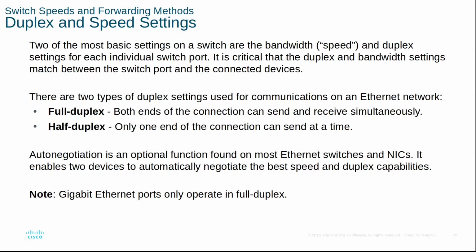You may have most Ethernet switches auto-negotiate this. So once the device is plugged in, it will auto-negotiate to determine whether it should be operating in full or half duplex. A note though, gigabit Ethernet ports only operate in full duplex, and really, you're probably going to see full duplex more often than not.